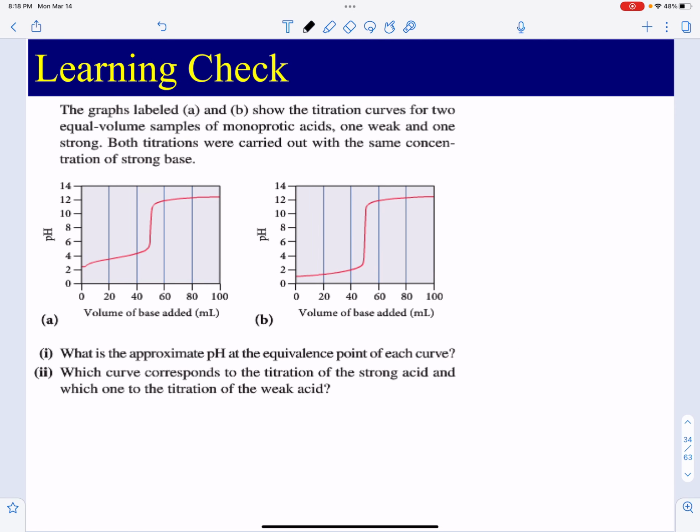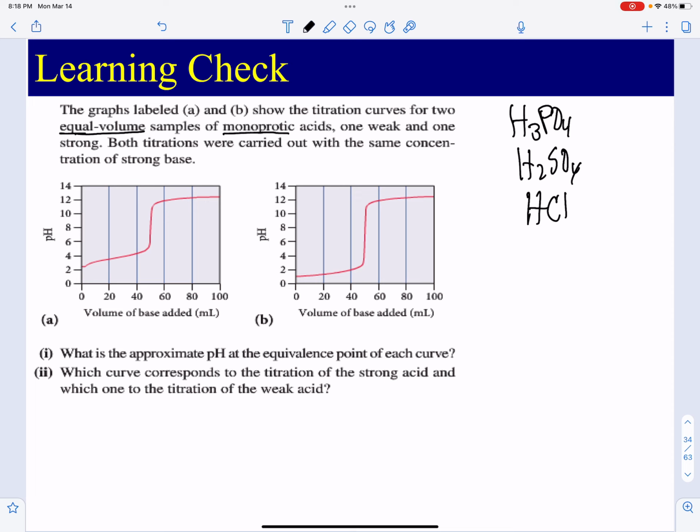So let's begin with this problem. This problem tells us that we have 2 samples that were titrated. They were the same volume. They were monoprotic. So in case you don't remember, this would be a triprotic acid. This would be a diprotic acid. And this is a monoprotic acid. It's basically only one acidic hydrogen.